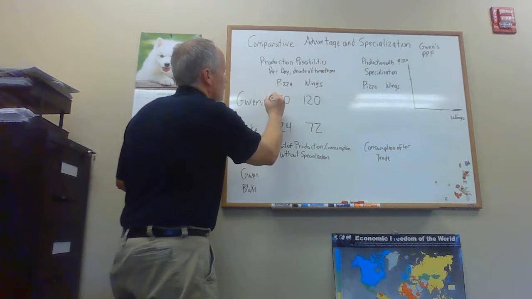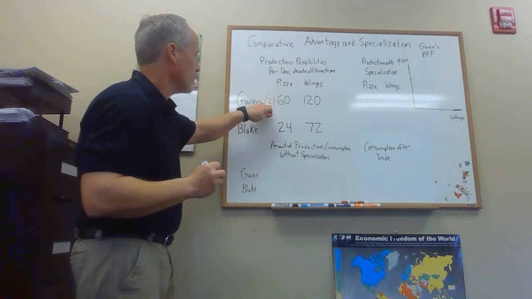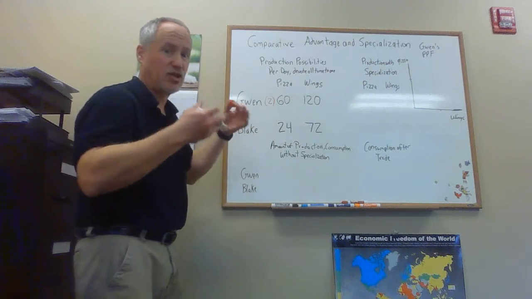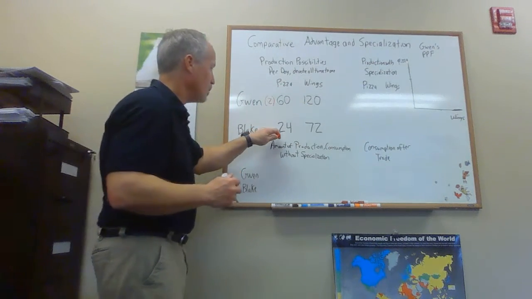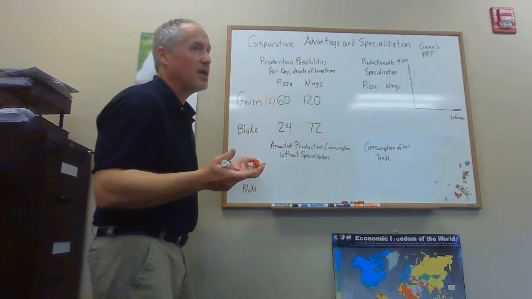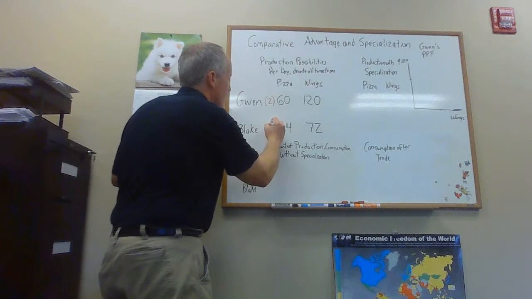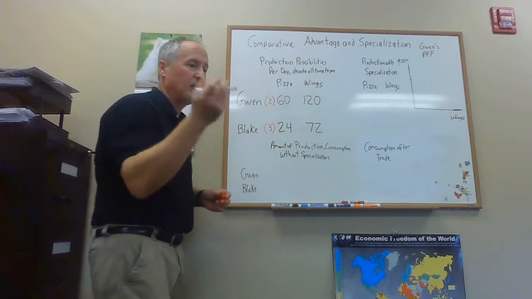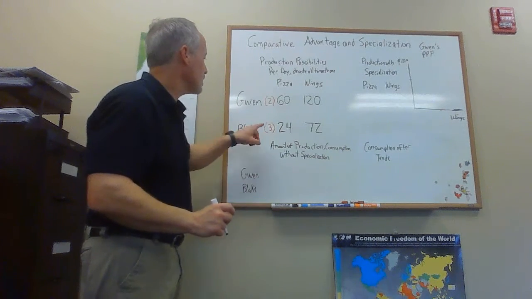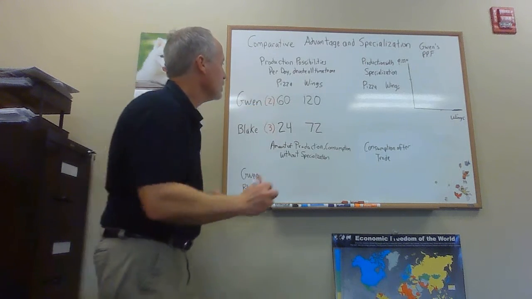So I'm going to put some numbers here next to this, and these are going to be the opportunity costs. Gwen's opportunity cost of making a pizza would be 2 wings, the 2 wings that she could have made in that time. Now, Blake: 24 and 72, 72 is 3 times 24. So Blake's opportunity cost of making a pizza would be 3 wings. In the time it would take him to make a pizza, he could have made 3 wings. So his opportunity cost of making a pizza is 3, Gwen's is 2.